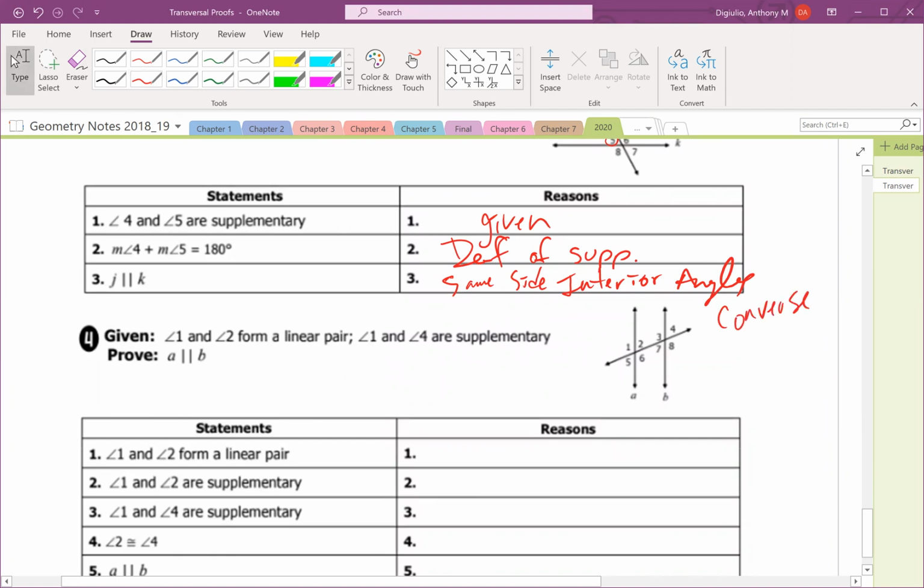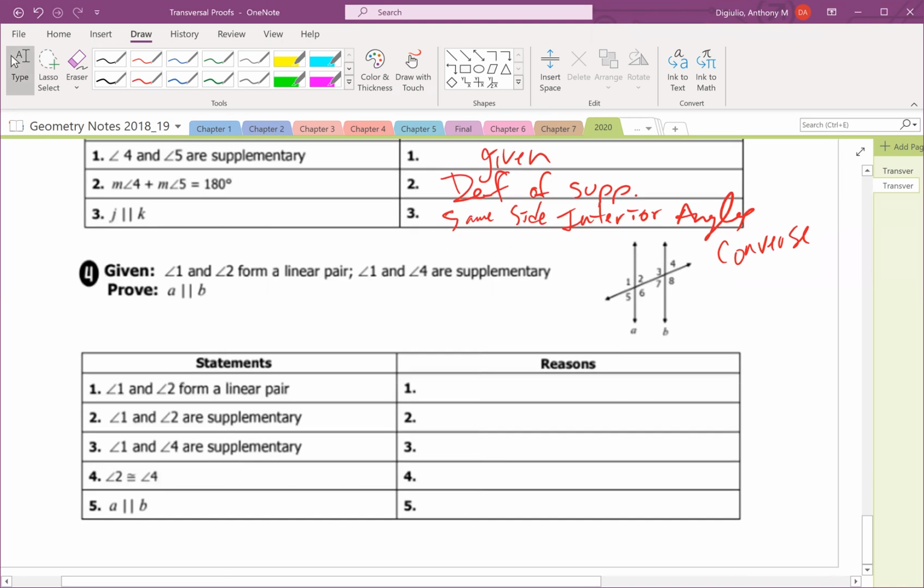All right. And now we'll look at the last one. So it says that 1 and 2 form a linear pair. So that's our first statement here. So that's a given. And it says that 1 and 2 are supplementary. Well, that would just be the definition of a linear pair. Right? If we have a linear pair, they're both adjacent and supplementary to each other. Our next line says that 1 and 4 are supplementary to each other. So why do we know that? Well, that's a given statement.